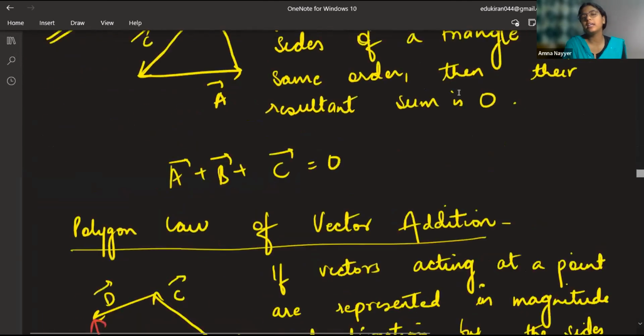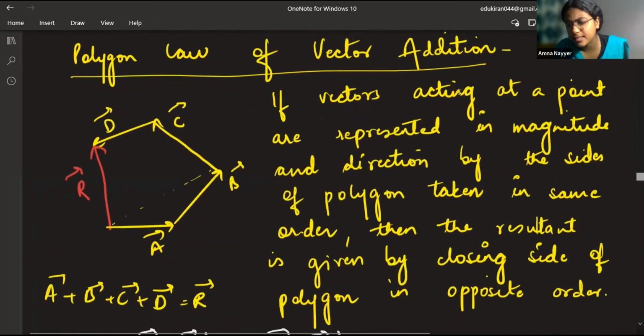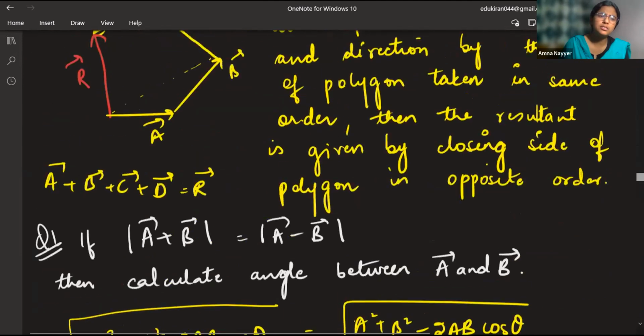Polygon law and triangle law are not used as such separately because their resultant answer is the same. Under root a square plus b square plus 2ab cos theta, tan beta, same thing. For polygon law also you have the final resultant as that only. So even if you get a question, you will use the same formula. So no need to do it separately. Just identify it. Otherwise, this is sufficient.